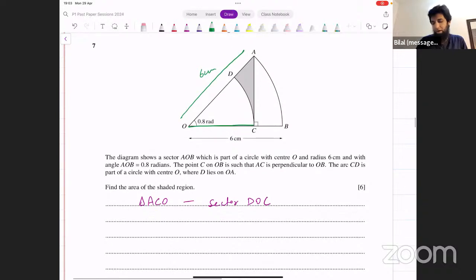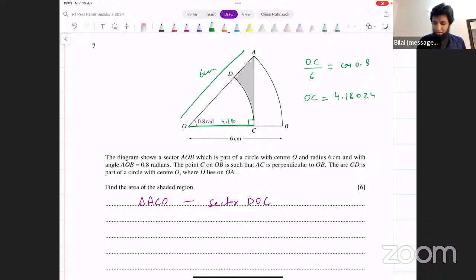So how do you do that? It's a right angle triangle. It will be base and hypotenuse. We'll say OC over 6 equals cos of 0.8. And that's going to give you the length OC. Let's see what that turns out to be. Make sure your calculator is in radian mode. 6 cos of 0.8 is giving me 4.18024. That's the length OC.